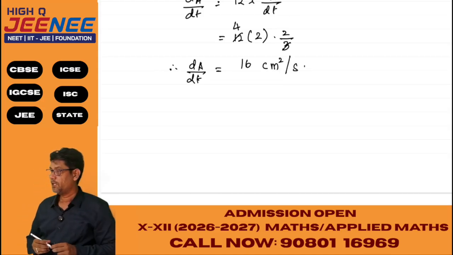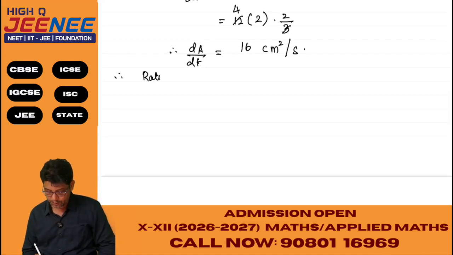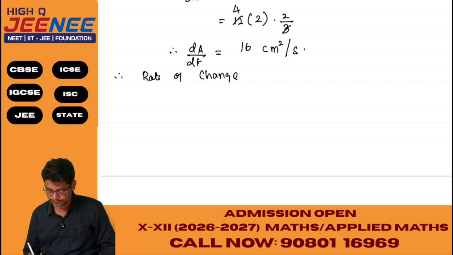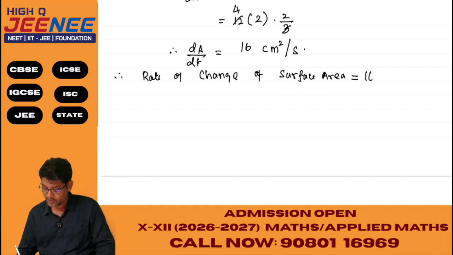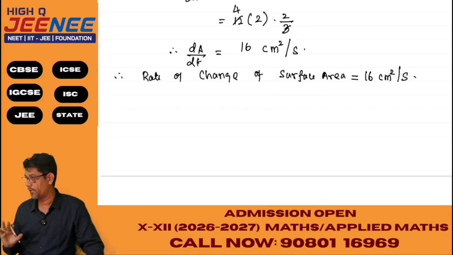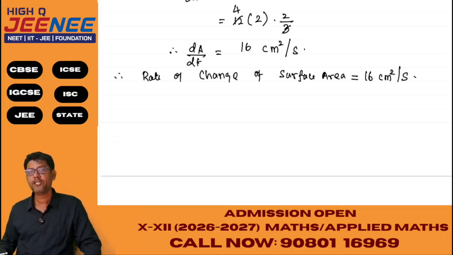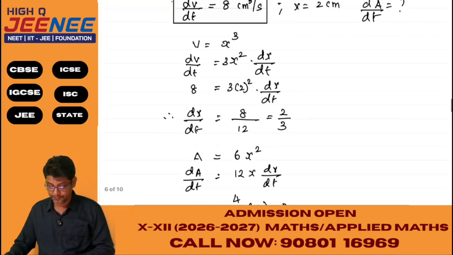Is that right? All of you, I hope you understood this. Therefore, rate of change of surface area is equal to, what is it? 16 centimeters square per second. Here you can say rate of change instead of rate of increase. If you are writing increase, nothing wrong in it, okay? Because that is what we are finding, because positive only we got it. So therefore it is increase. Guys, you all understood this? Okay, fine.